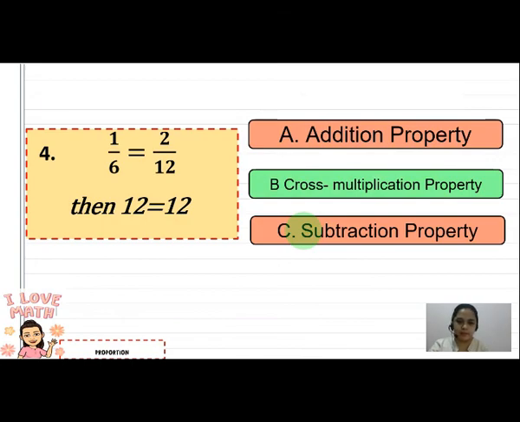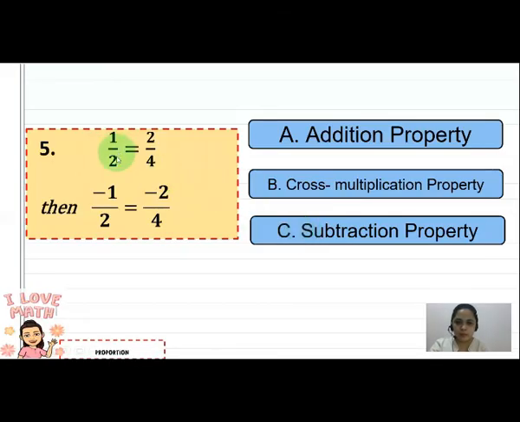Number 5, we have 1 over 2 equals 2 over 4. Then, negative 1 over 2 is equal to negative 2 over 4. Is it A. Addition property, B. Cross multiplication property, or C. Subtraction property? The answer is letter C. Subtraction property.